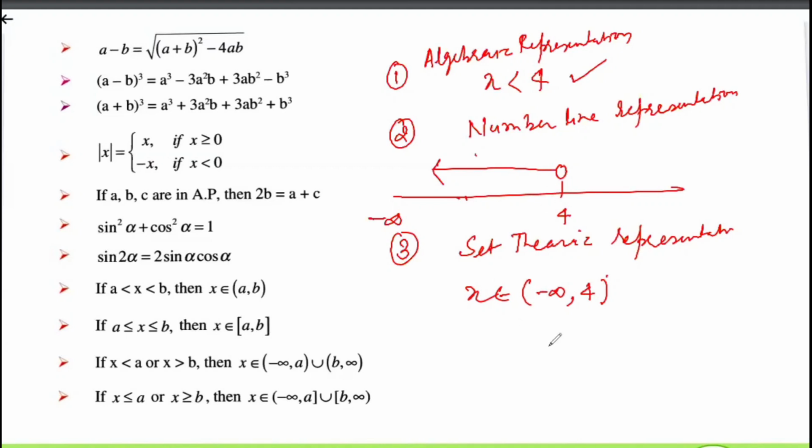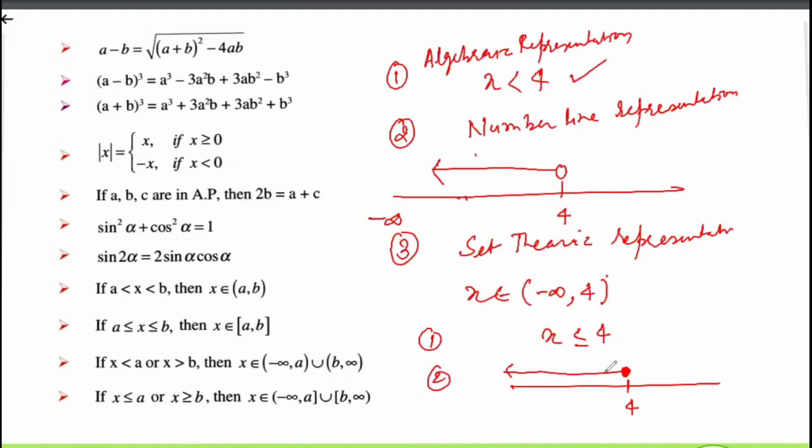If we had changed this to, for example, x is less than or equal to 4, the expression would have changed. This is our first, the algebraic expression. Then your number line representation would have been 4 is over here. Then you would be representing this, but you will be using a darkened circle.